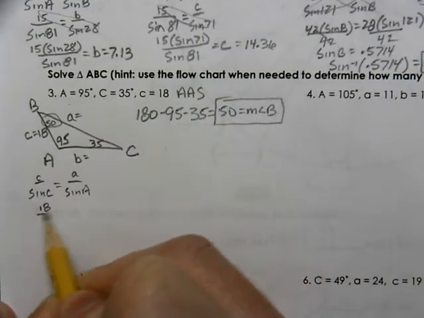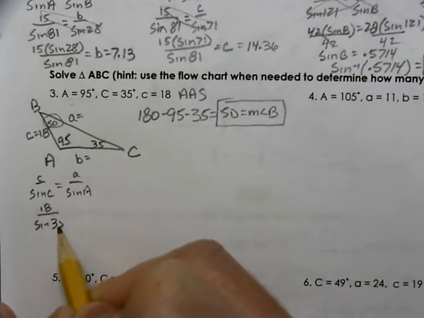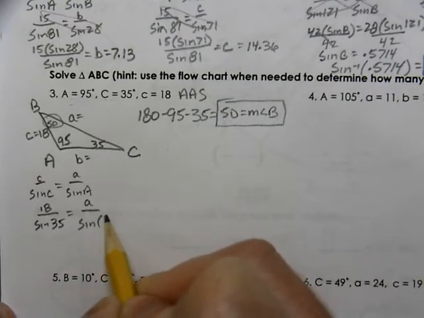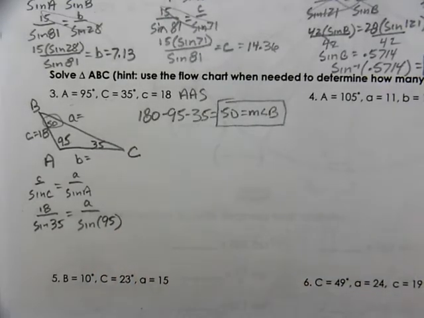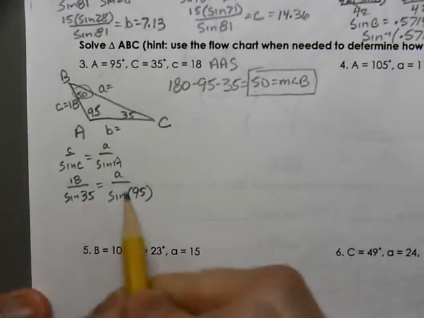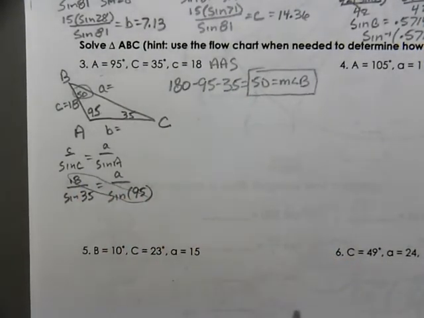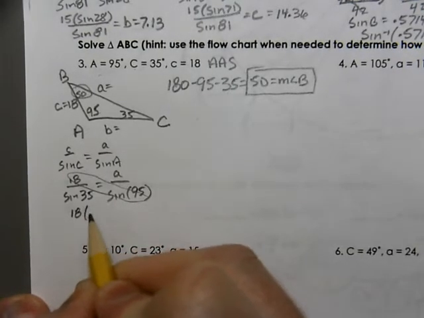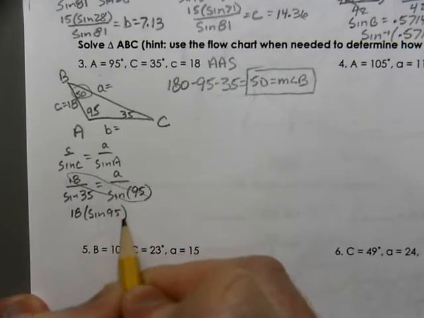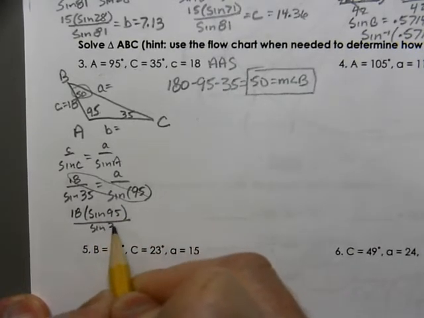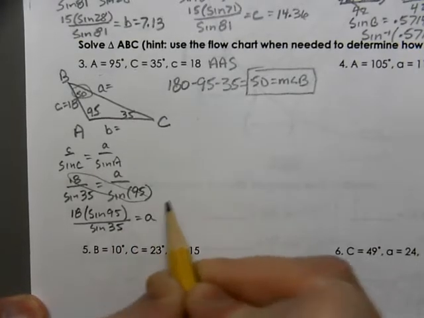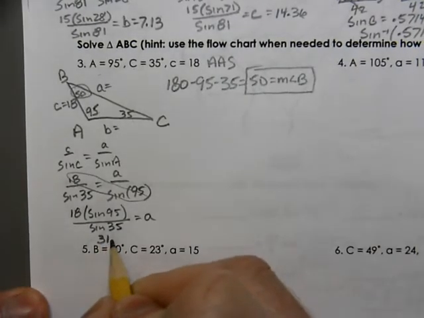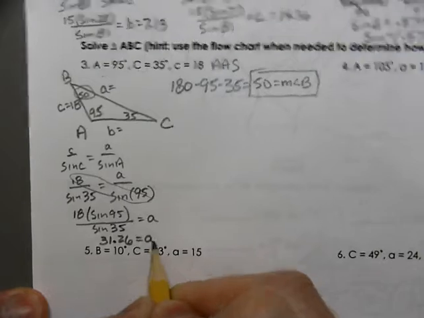C is 18 over the sine of 35. We don't know side A, but angle A is 95. So if we want to get A by itself, we're going to cross multiply just one direction. So we can use our calculator and figure out that A is 31.26.